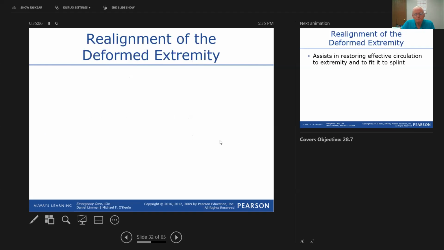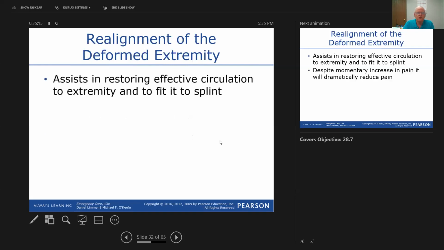So there are situations where we will manipulate a bone. If we have an angulated fracture of a long bone that's not involving the joint, so we're talking about the forearm, upper arm, upper leg, lower leg, and it's off at an angle, okay? We're going to want you to try to straighten that out quite a bit, and there's a procedure for that.